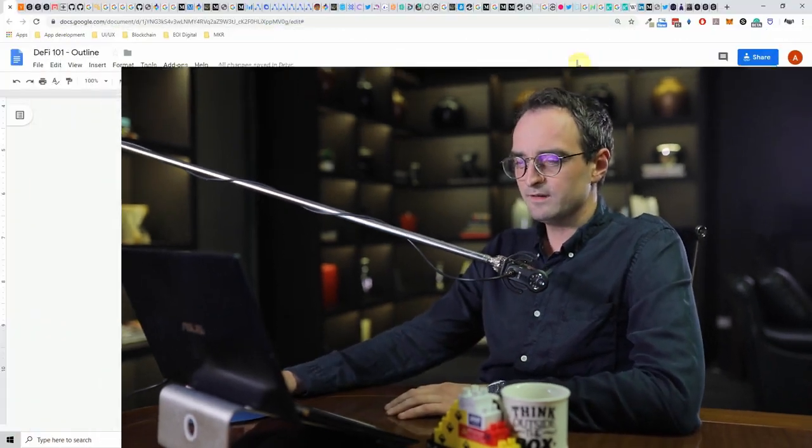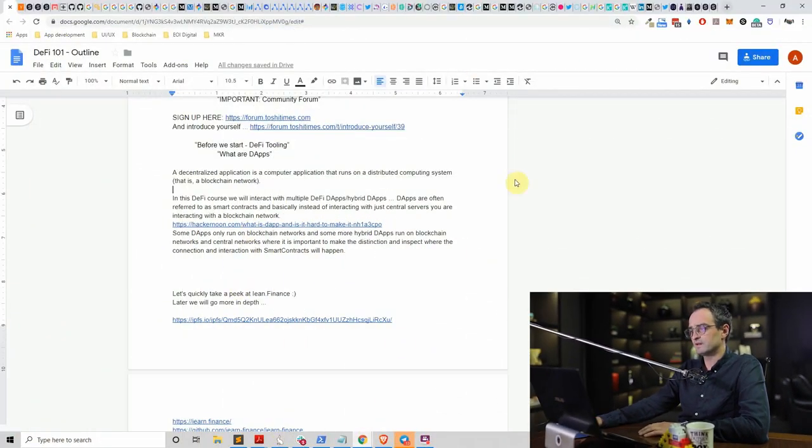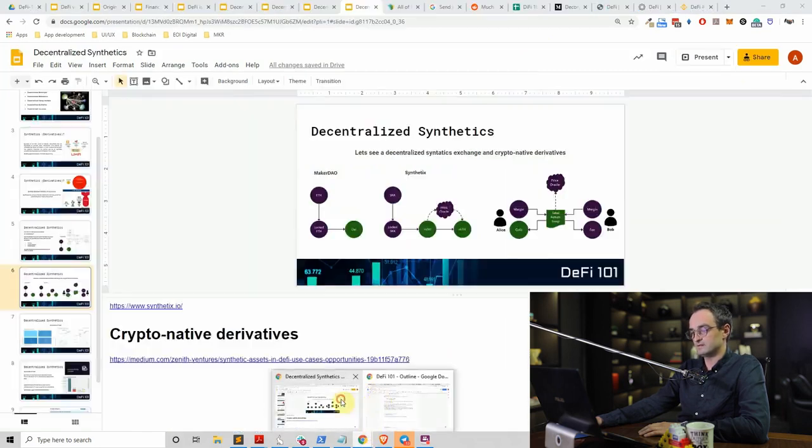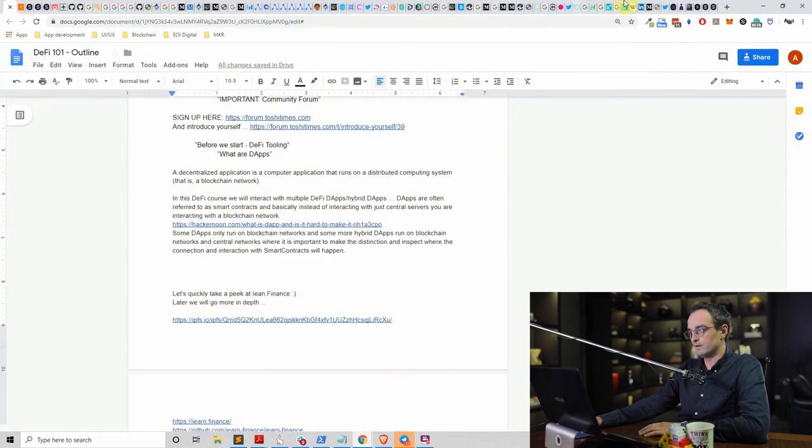So let's get started. What we first need to wrap our heads around is what decentralized applications actually are. Decentralized applications are applications that run on a distributed computing system on a blockchain. In DeFi, decentralized finance, we will be interacting with different decentralized applications within the decentralized financial ecosystem. All right, let's take a deeper look at what a decentralized application actually is. Let me open my screen and let's get started.